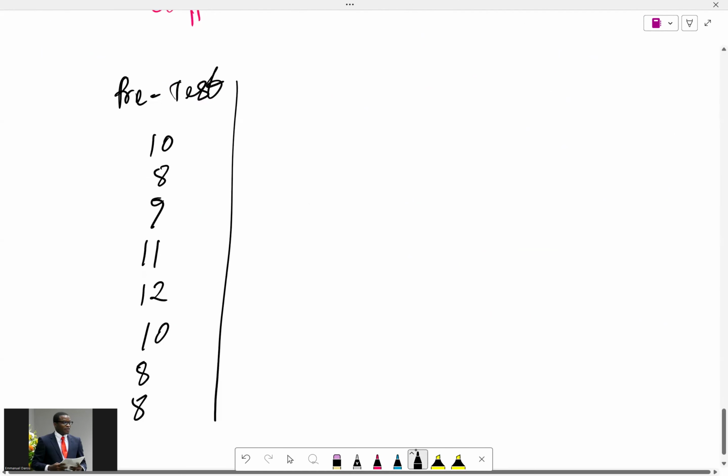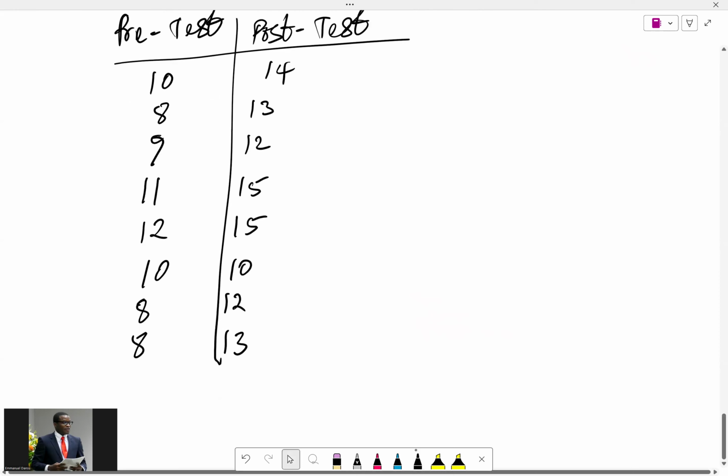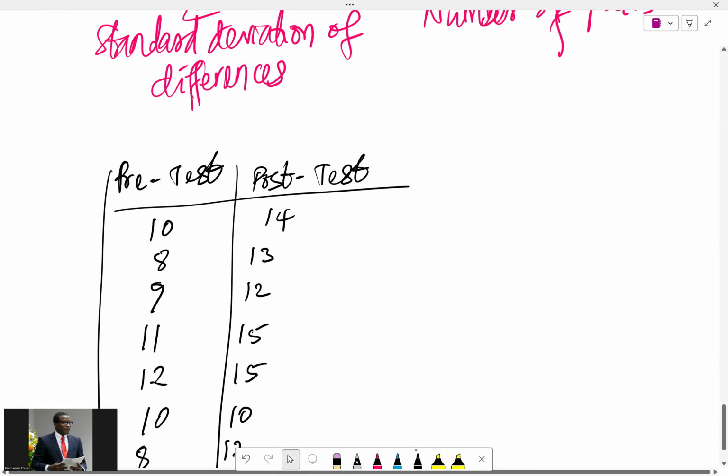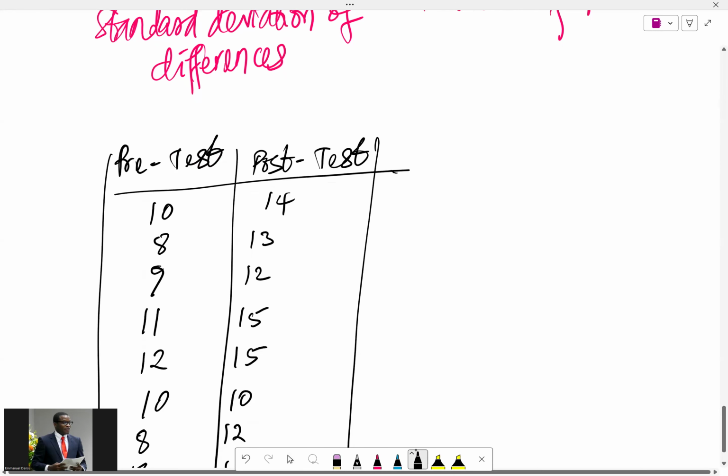And the values for post-test would be these: 14, 14, 13, 12, 15, 15 again, 10, 12, 13. Okay, like this. I've actually wasted space by writing them in full, but it's okay.